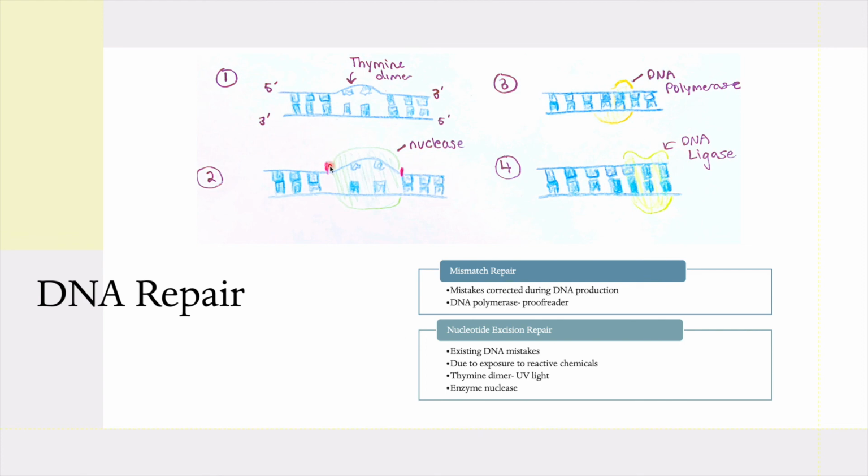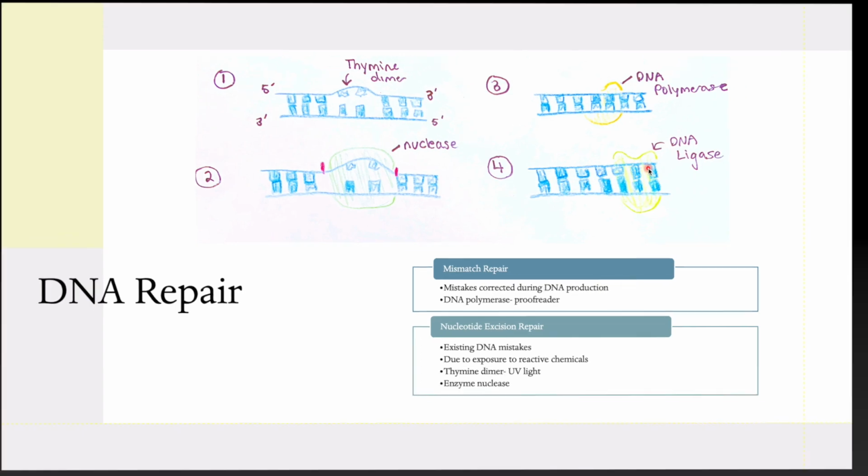Nuclease cuts the DNA at 2 points to remove the mutated DNA. Then, DNA polymerase places the correct nucleotides using this DNA strand as a template. DNA ligase then glues the new section of DNA to the original strand, sealing it completely.